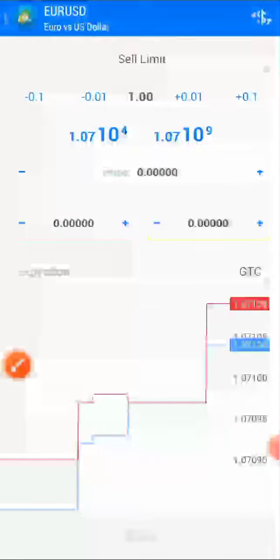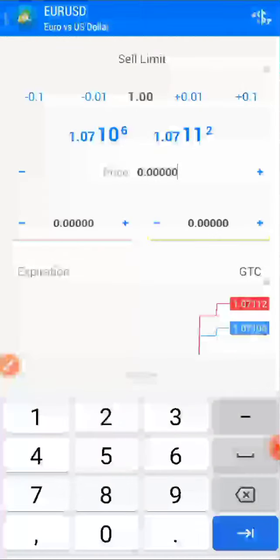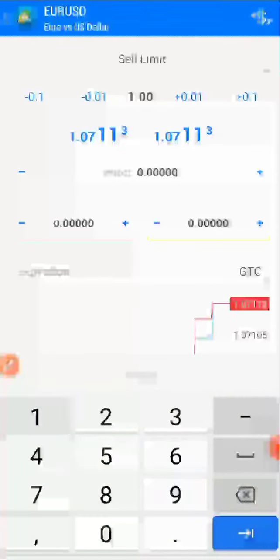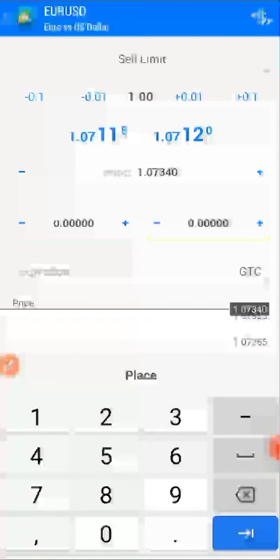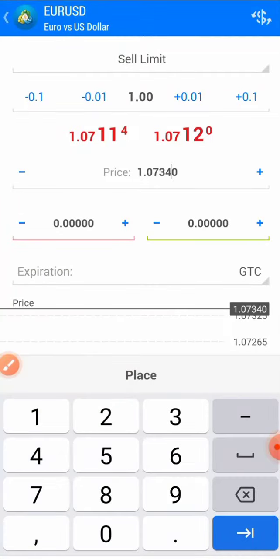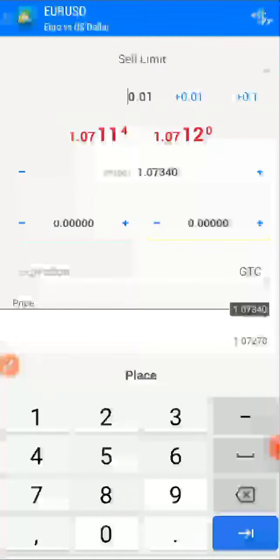So let us put the price now, 1.0734. So we've put it there, and then let's say we want to use a lot size of 8.93. We adjust the lot size. This is the lot size, or the volume, 8.93. And then, stop loss and take profit. Let's say our stop loss is 1.0740.